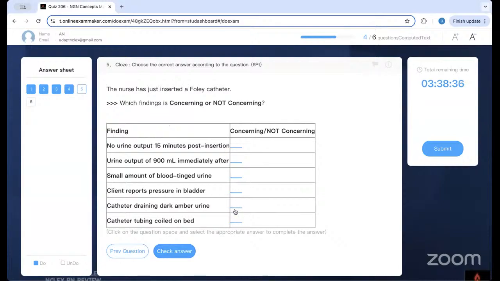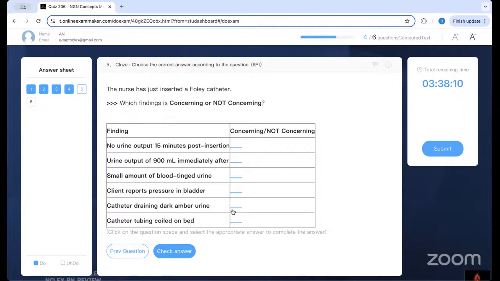And then this is the Foley catheter, fundamentals, right? No urine output. What? A nurse has just inserted the Foley catheter. Which finding is concerning or not concerning? If you're taking care of this patient and you inserted the Foley, what would you do? No urine output 15 minutes after insertion. Should that concern you? Should you call the doctor?